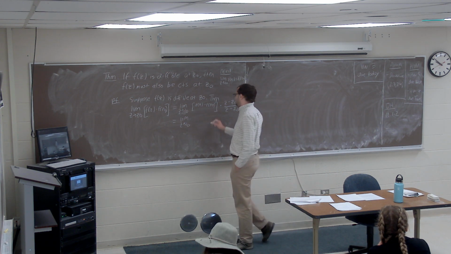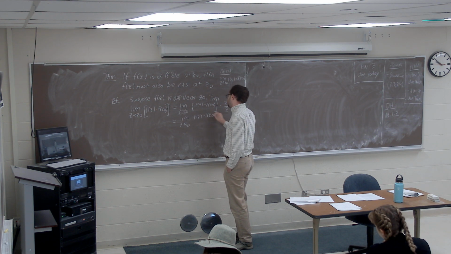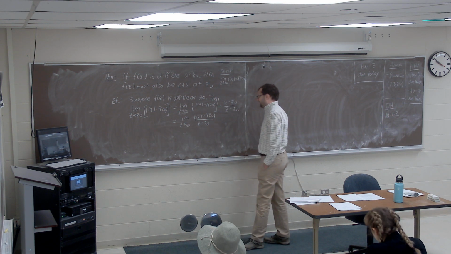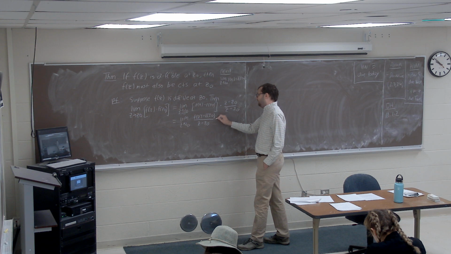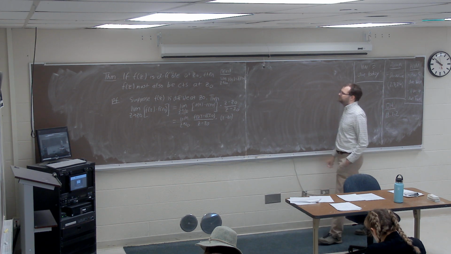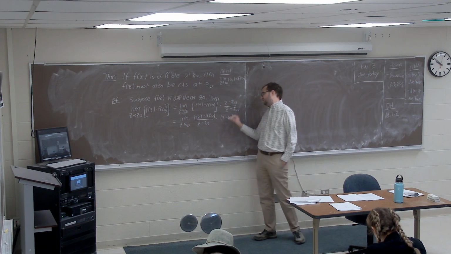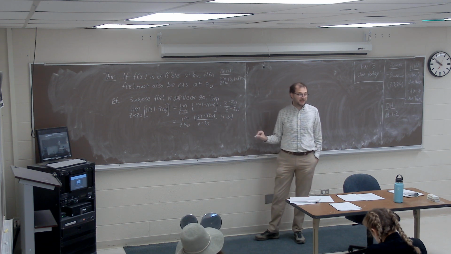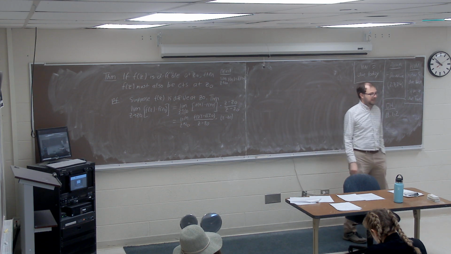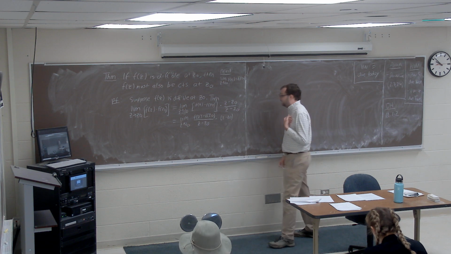So I'm going to rewrite this as limit as z goes to z naught of f of z minus f of z naught over z minus z naught times z minus z naught. Just kind of taking this z minus z naught in the denominator here and moving it over to be having f of z minus f of z naught be what's divided by z minus z naught.